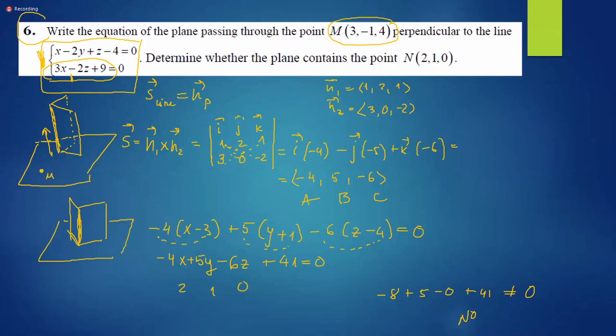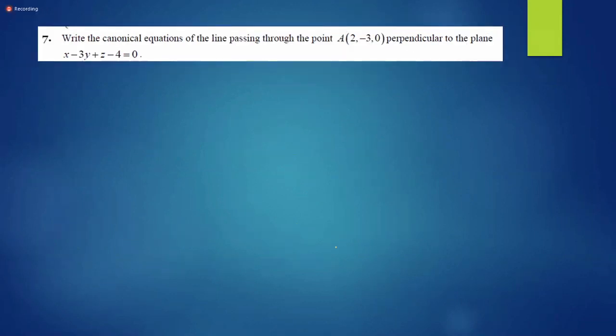Canonical equation passing through the point perpendicular to the plane, we already know that this would be 1, minus 3, 1 would be the direction vector, because the line has to be perpendicular to the plane, so that should be easy enough.